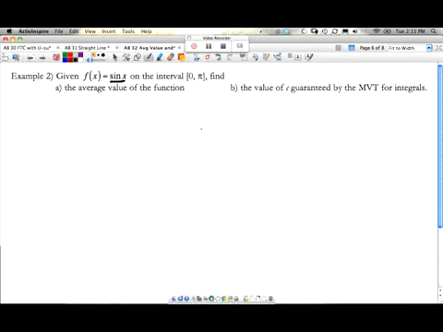Here, we got sine of x. Trig. Let's do it. So this means that I'm going to have the integral from 0 to pi of sine of x dx. But we're going to divide it by that interval, pi minus 0. So let's see what we get.